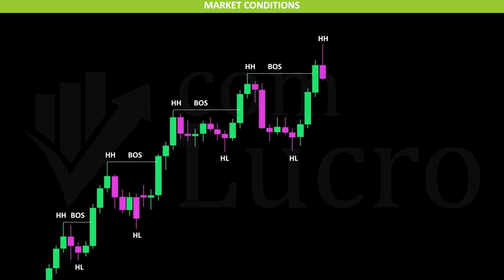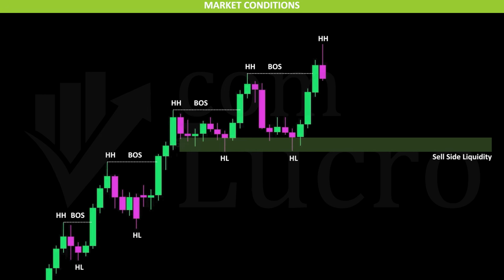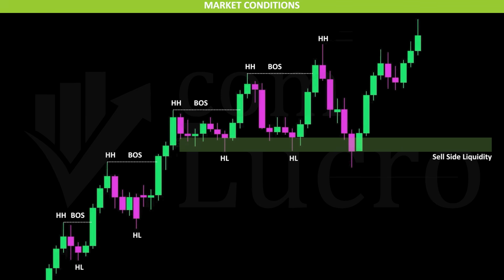The second trap is a liquidity hunt. If the swing low sits in a liquidity zone, price may briefly break below it to trigger stop losses and then reverse. This move is not a true reversal, but rather a liquidity grab, making the change of character invalid.